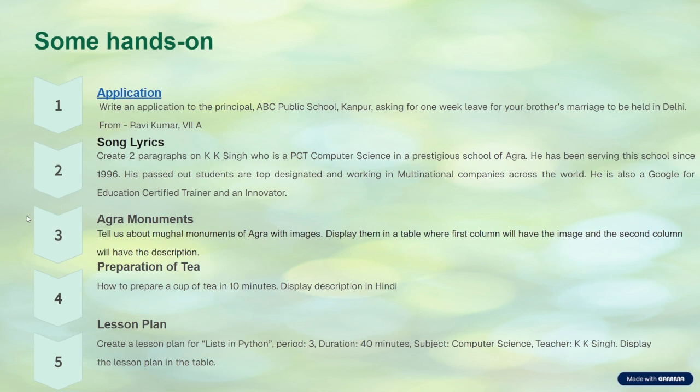So the first application is: write an application to the principal of ABC Public School Kanpur in Hindi. Point to be noted, I'm going to create the application in Hindi asking for 1 week leave for your brother's marriage to be held in Delhi, from the student Ravi Kumar 7th A. So how does Google Gemini create this application? Let's see.